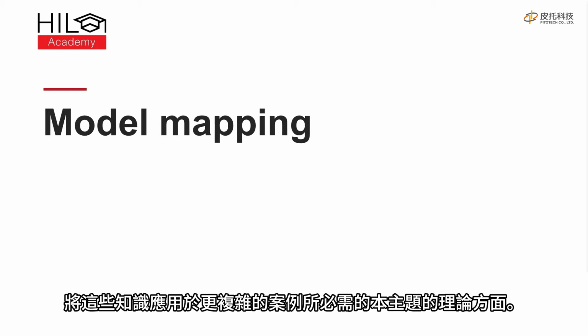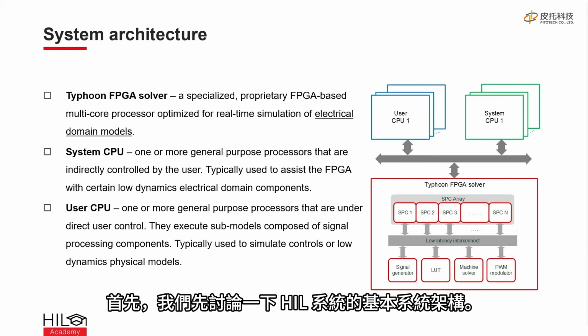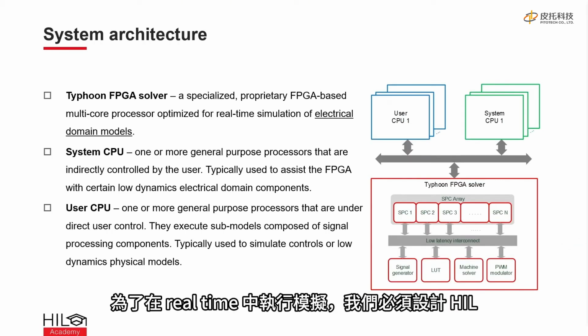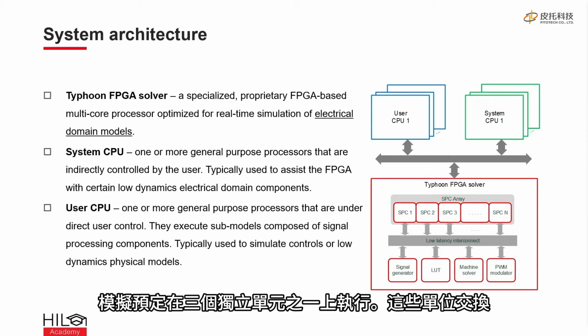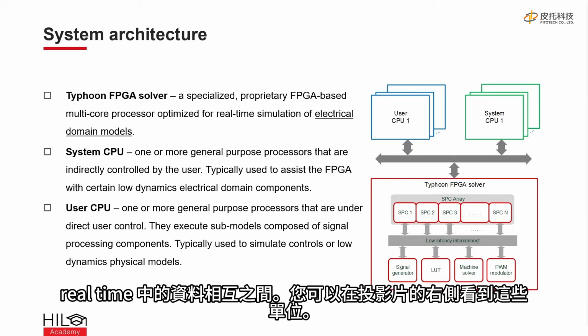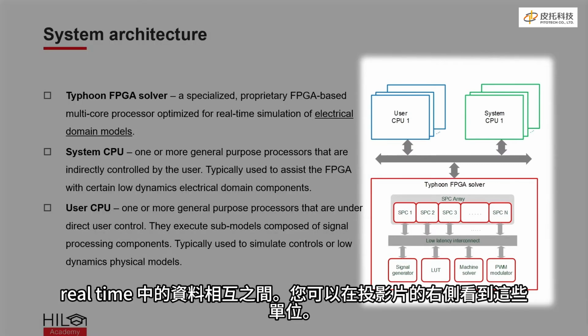more complex cases. First of all, let's discuss the basic system architecture of the HIL system. In order to have a simulation which runs in real time, we had to design our HIL system so it can execute calculations fast. Because of this, specific parts of the model simulation are predetermined to run on one of three separate units. These units exchange data in real time among themselves. You can see these units on the right part of the slide.